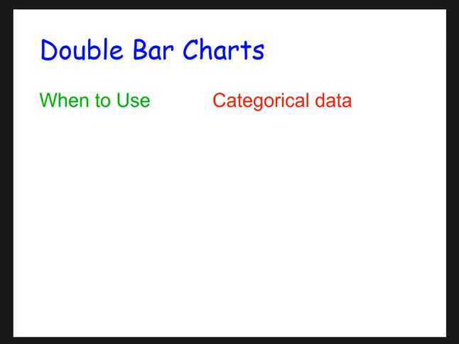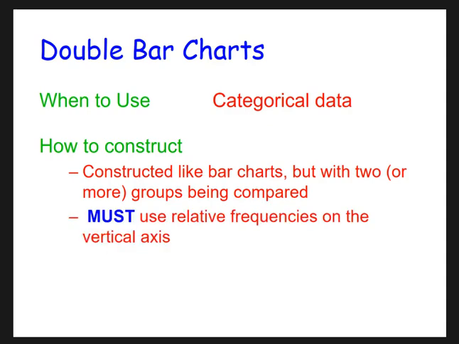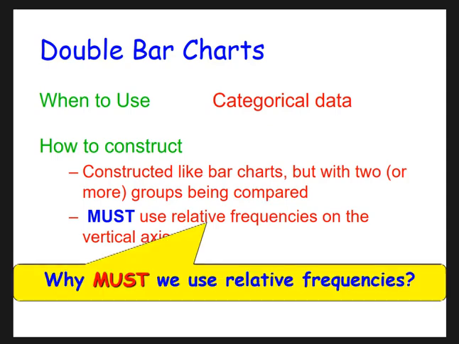I'm assuming that you guys are all familiar with bar charts. So we're looking at variations of the bar chart, the double bar chart. When would we use this? Of course, it's with categorical data, and we're looking at comparing multiple sets, 2 or more sets of data in a single chart. So how do we construct it? Well, it's just like constructing a bar chart, but with 2 or more groups being compared. We must use either relative frequencies on the vertical axis, or, if the frequencies are close, we could still use raw frequencies.